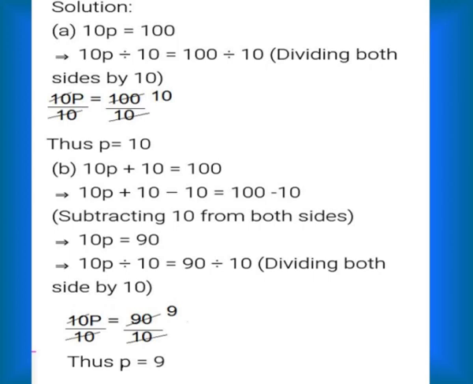Now our equation is 10p is equal to 90. Again we are dividing with 10 on both sides. We got 10p divided by 10, which is equal to 90 divided by 10. In LHS, 10p by 10, in that 10 and 10 will be getting cancelled and it becomes p. In RHS, 90 by 10, which is equal to 9, so that p is equal to 9, which is our required solution.